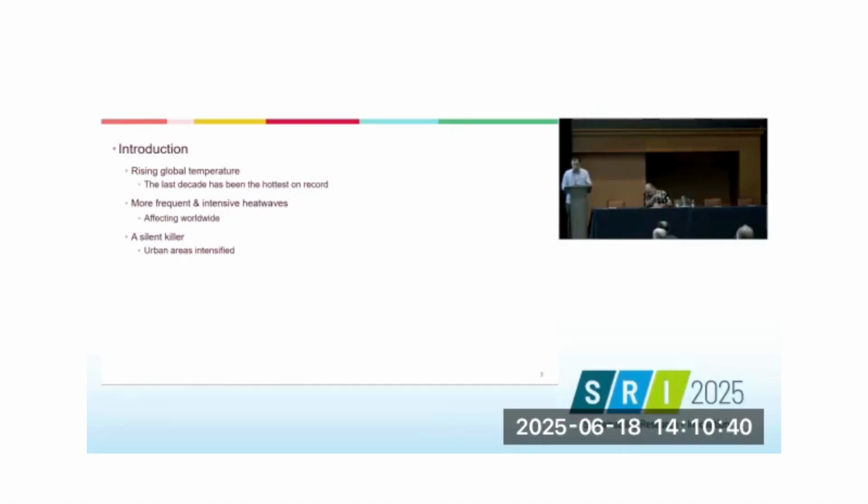So here is just some background introduction for this research. As we all know, the global temperature has been rising over the past 10 years. We have experienced the hottest summer on record, and heat waves are becoming more frequent and intensive. It impacts urban areas, suburban areas, and rural areas. Actually, it affects all places on our Mother Earth. Different from other natural disasters like a hurricane or tornado, heat, especially extreme heat, is a silent killer. It can cause chronic and short-term damage to human beings.